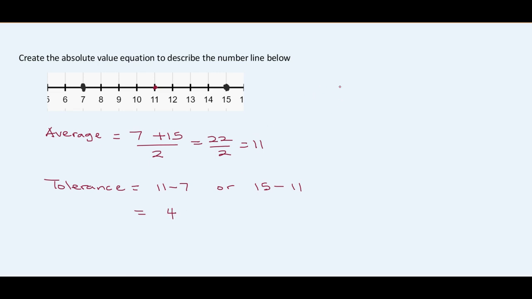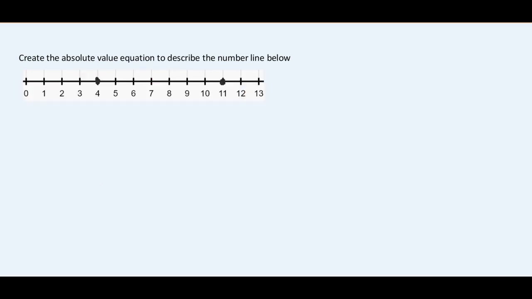Now the equation we derive is the absolute value of x minus average, which is your 11, equal to tolerance, which is 4. So absolute value of x minus your average equal to tolerance. Let's look at another example.